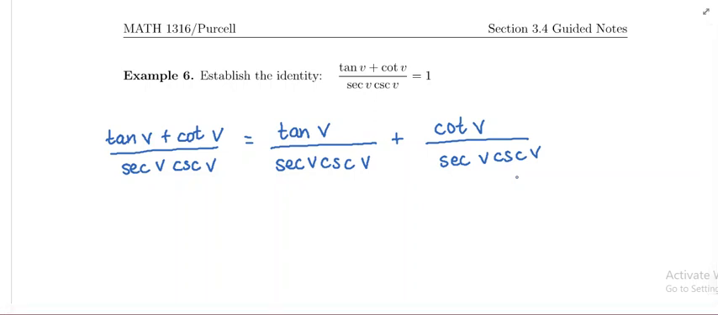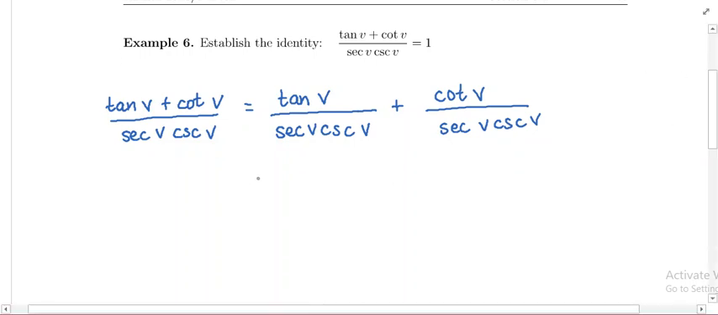From here, there is a lot going on. I see a tangent, a secant, a cosecant, a cotangent. Nothing sticking out as far as Pythagorean identities. I think the best case here would be to turn everything into sines and cosines. All right, so let's get started.